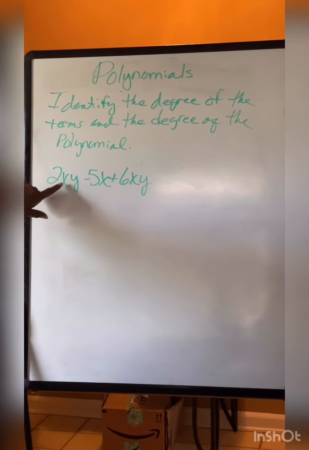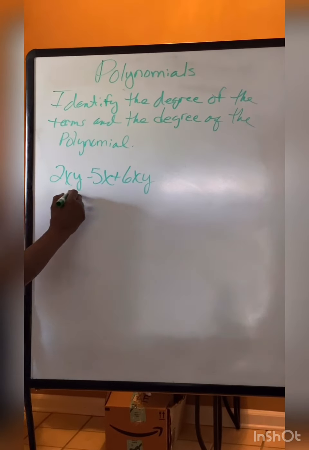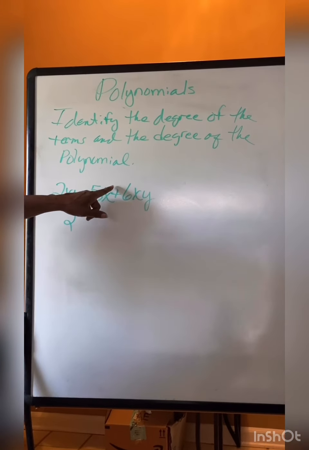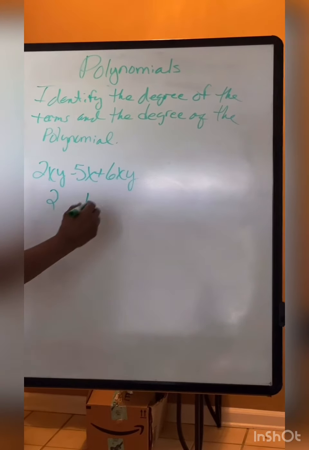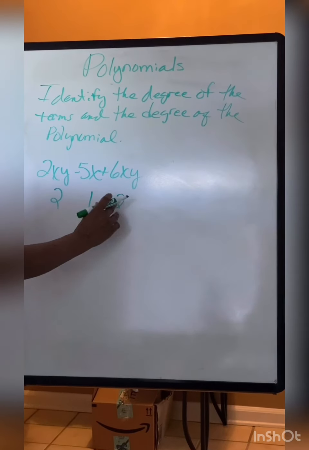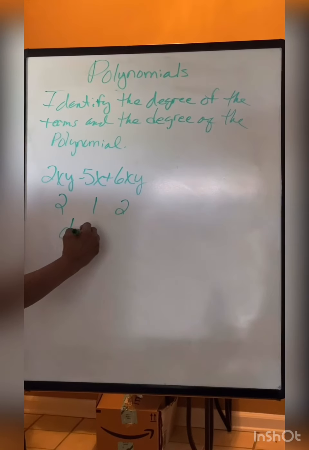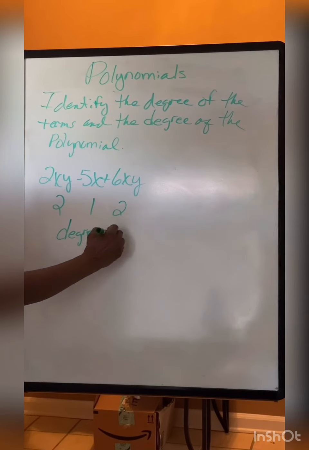The degree of this term, add the exponents. 1 plus 1 is 2. The degree of this term, I only see a 1 there, so the degree of that one is 1. The degree of this is 2. The greatest number that I see there is 2. So the degree for this polynomial is the degree of 2.